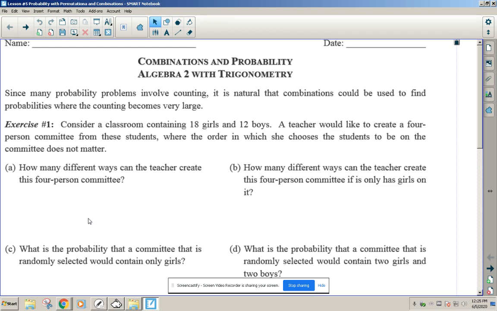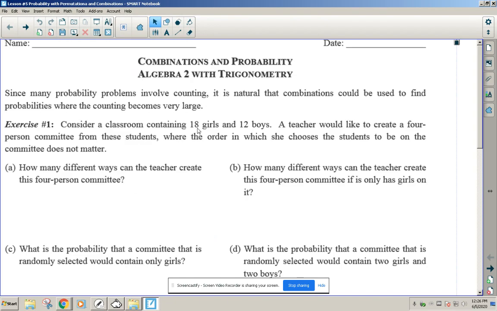Hello, everybody. Today we are going to combine the combinations with probability. Now, if you remember, probability is what we want over what we have. Probability has got to be a fraction. But let's build the probability slowly.